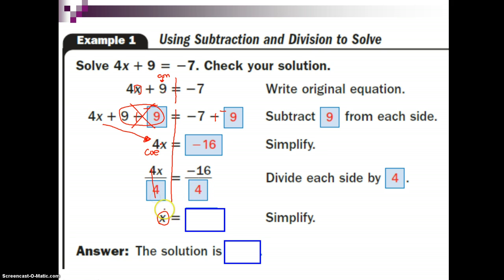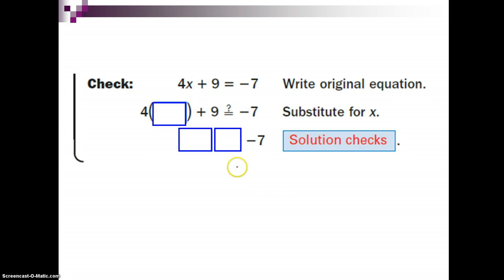That becomes 1, which is just x, 1x. Negative 16 divided by 4 is negative 4. Remember, that's what we're looking for, what the x is, and that's negative 4. The solution is negative 4. You can always check your solution by plugging it back in for the x. Well, negative 4 times 4 is negative 16. Add 9, is that negative 7? Yes, it is. So the solution checks.